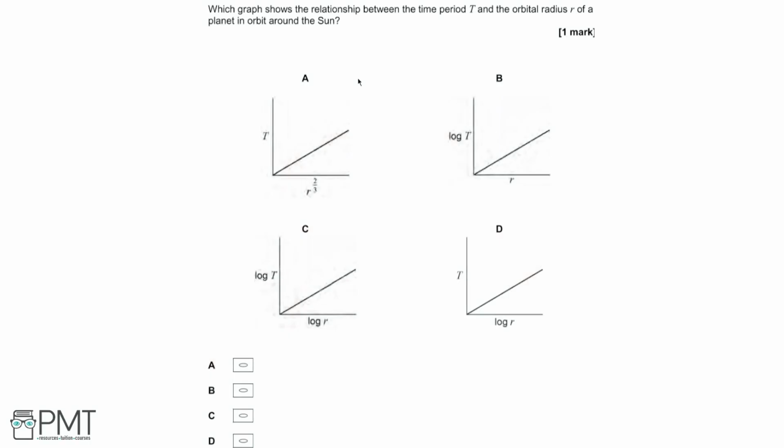This question is about Kepler's third law. The question says, which graph shows the relationship between the time period t and the orbital radius r of a planet in orbit around the Sun? In order to answer this question, we need to use what we know about circular orbits and also about the gravitational force. So firstly, because we're in a circular orbit, we know that the centripetal force acting on the planet, F, is equal to mv squared divided by r, where m is the mass of the planet. So that's little m, v is its velocity and r is the radius of the orbit.